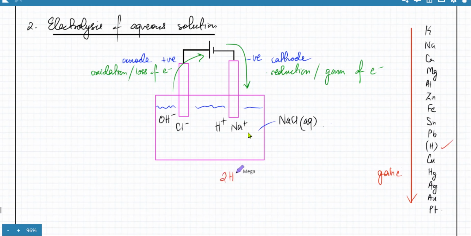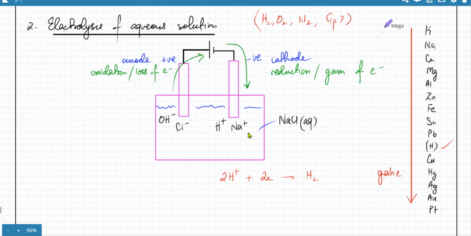But remember, H plus 1 is diatomic, so it would be gaining 2 electrons to form H2. And you should have a list of substances that are diatomic. A few elements are diatomic, like I'm just going to add it over here: H2, O2, N2. They're diatomic plus the entire group 7. They don't form single atoms, but they're always diatomic.